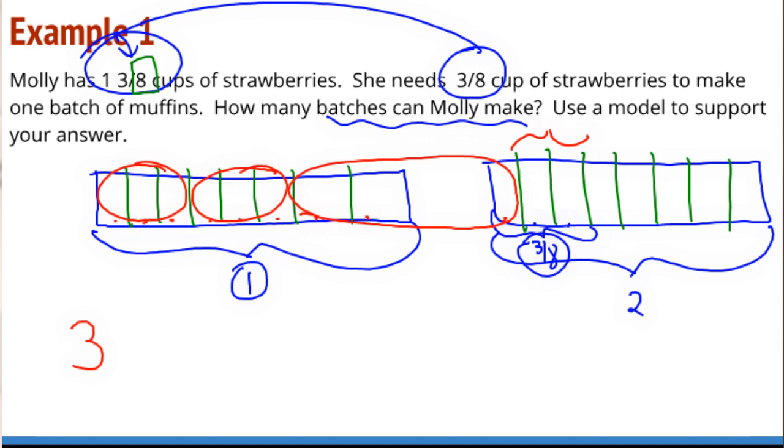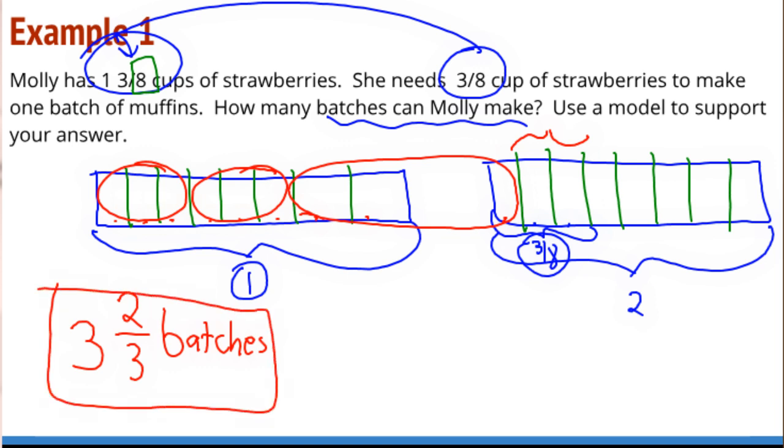And I know that I'm putting 3 in each batch. And I've got 2 parts left over. So I'm pretty sure here that I would have 3 2/3 batches that Molly can make. So that is one way that I could approach this problem.